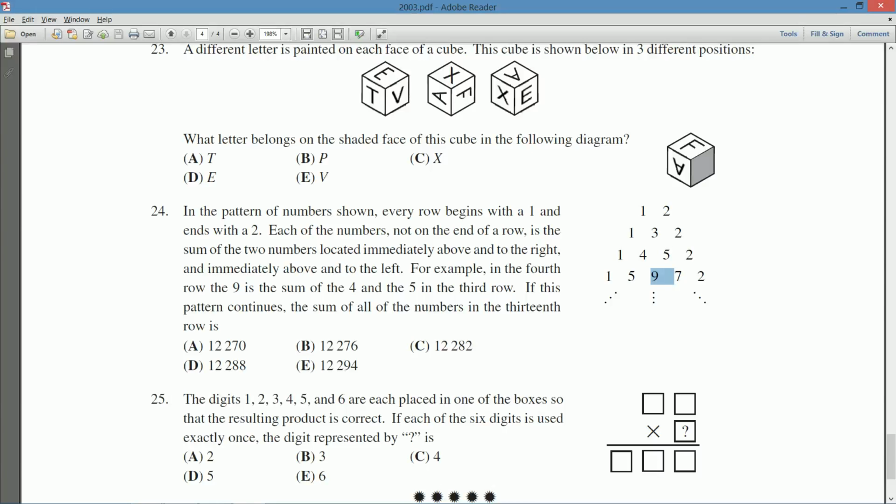Okay. So, for example, this 3 here is the sum of the two numbers above it, the 1 and the 2. This 9 is the sum of the 4 and the 5 above it. This 7 is the sum of the 5 and the 2 above it.